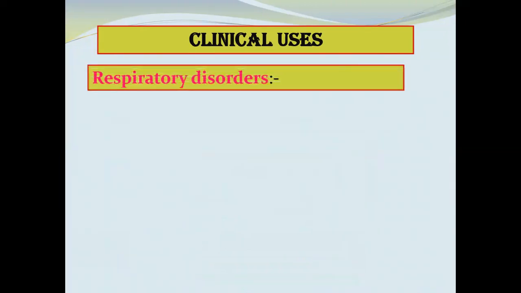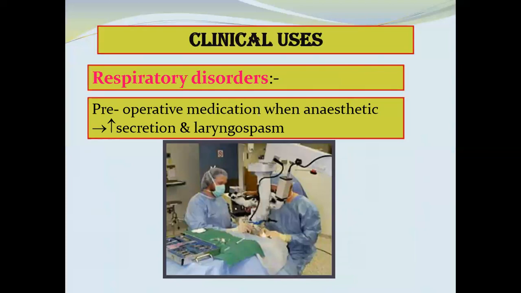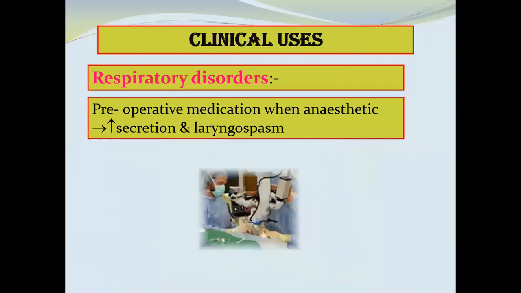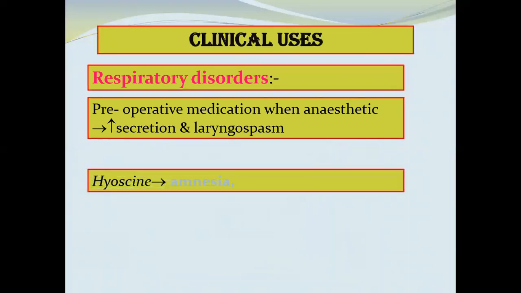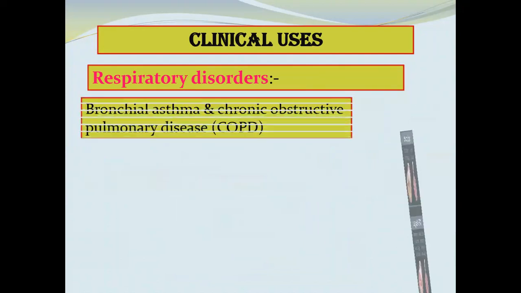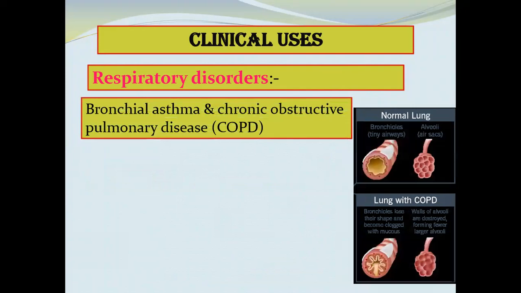In respiratory disorders, they are used as preoperative medication when anesthesia is expected to be administered, and this results in decreased secretions and relief of spasm. Hyoscine can cause amnesia, bronchial edema, and chronic obstructive pulmonary disease is a clinical indication.